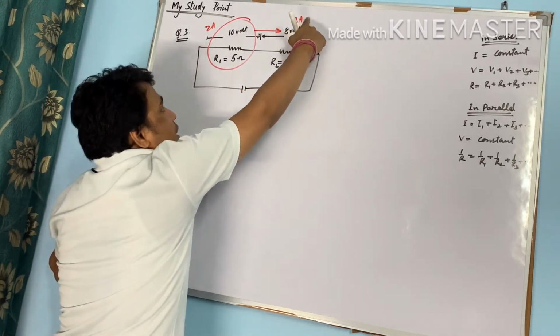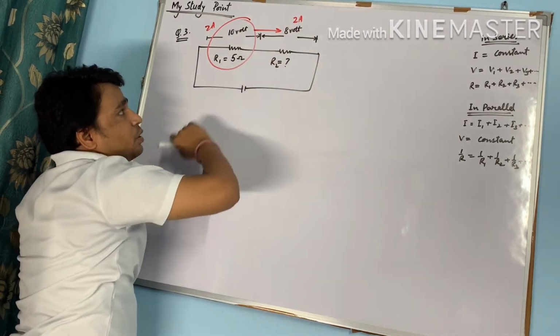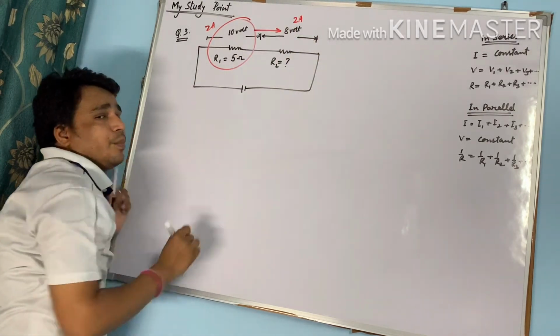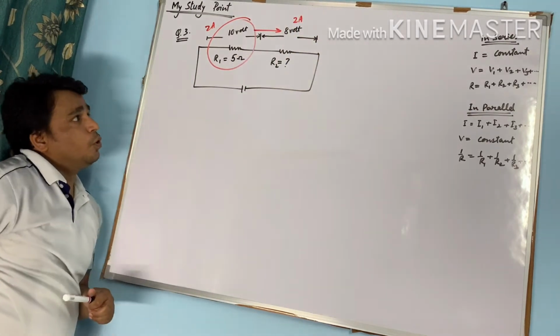So we know the current and voltage. So we have to calculate what? Resistance R2. That is resistance will be what? 8 by 2 ampere. That is what? 4 ohm resistance. Okay.